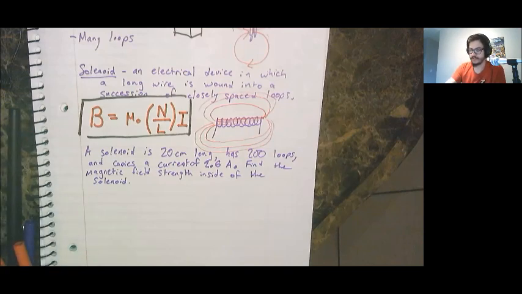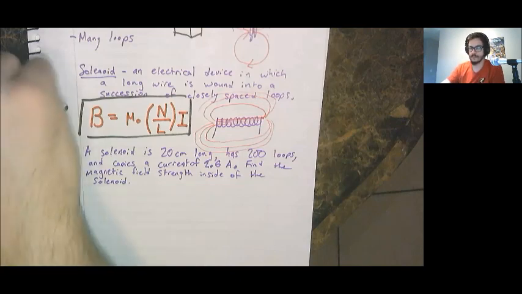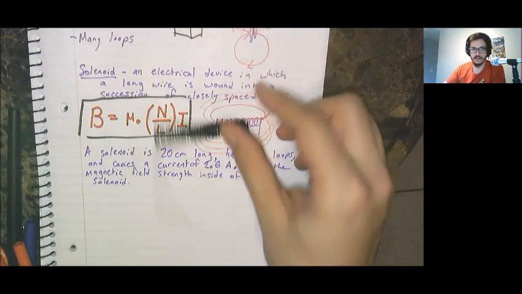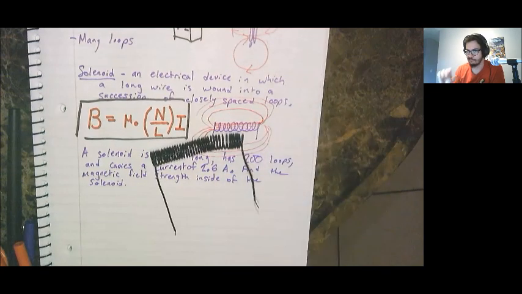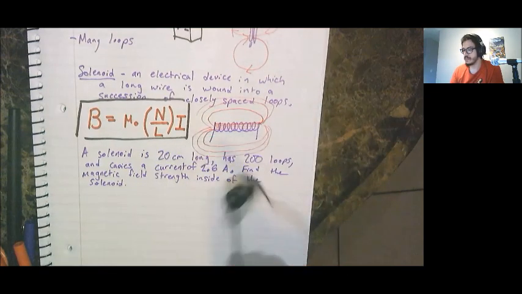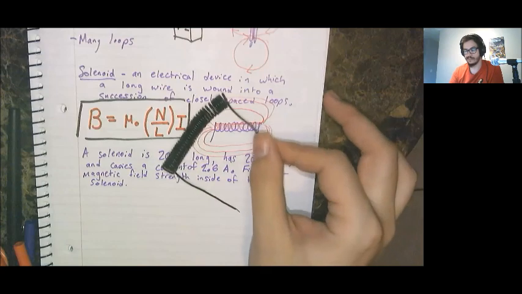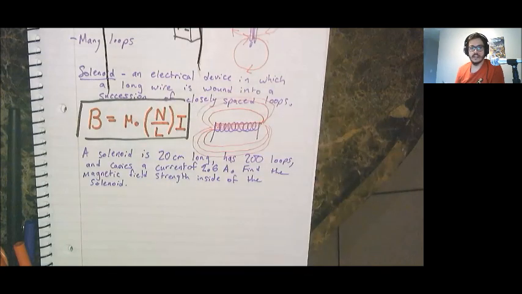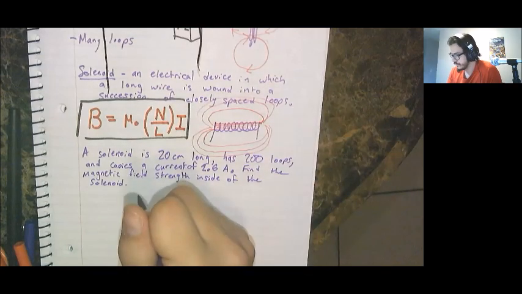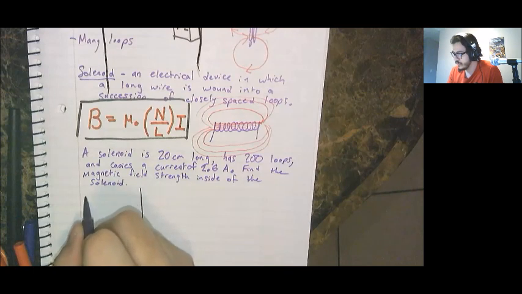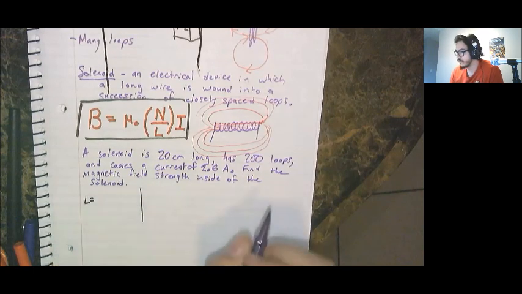We'll revisit that in a second because there's actually a cool cheat you can do to make it even stronger. So this solenoid, let's say, has 200 loops. It doesn't, but we'll pretend. And it's about 20 centimeters long. It isn't, but we'll pretend. And it's carrying a current. 20 centimeters long is the length of the solenoid.